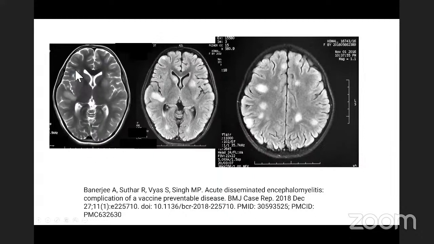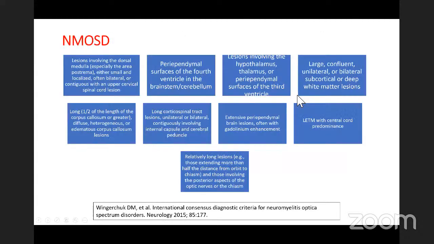this first is a T2 axial section, next is a FLAIR axial section, and these are also higher sections of FLAIR in which we see the asymmetrical hyperintensities involving the white matter. So the black area is the white matter, and we find that there are white hyperintensities which are seen. Next.